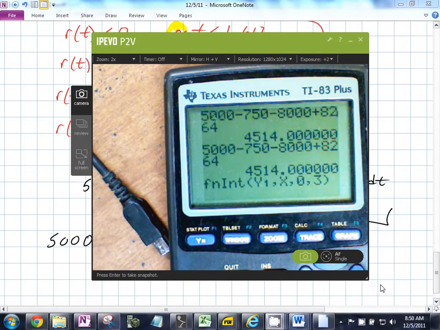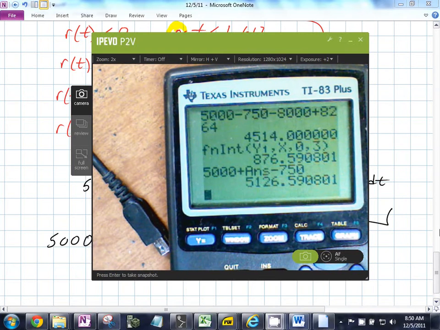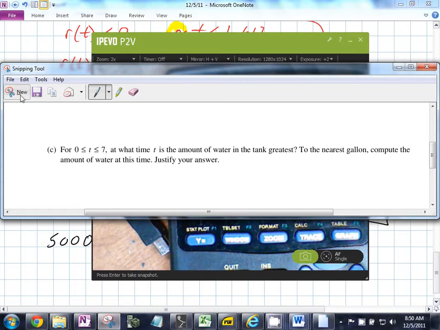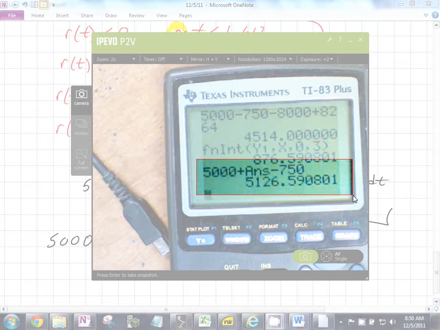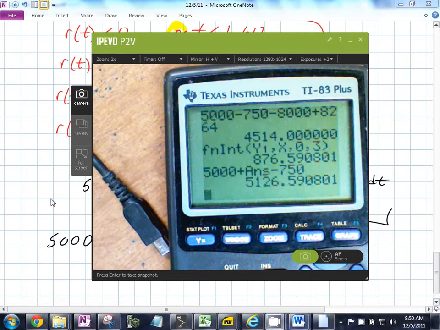And are we going to get something? We got something, right? So it's going to be 5,000, plus the second answer, minus what? 750. We end up with... is that greater than our first point? Yep, it is. So this thing gains a little bit. Does it gain a whole lot? No, not so much.